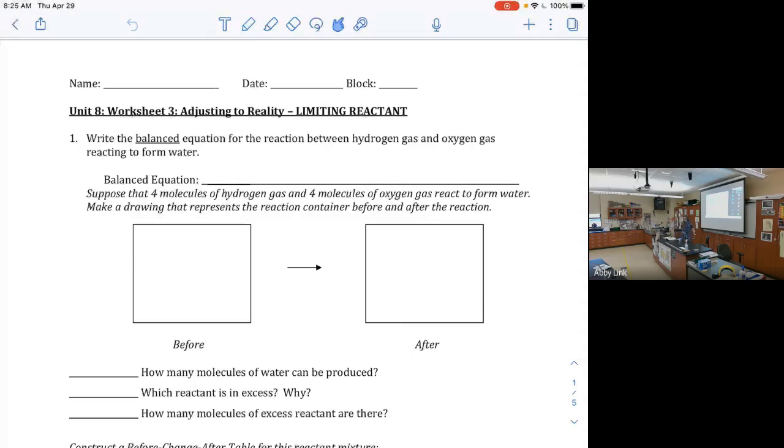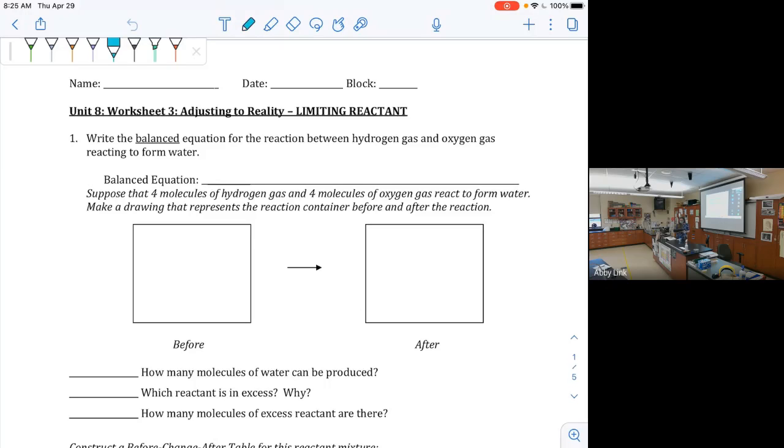All right. So I'm not even going to define for you yet limiting reactant. What we're going to do is kind of work through this problem, and then we're going to figure out together how we figure out what a limiting reactant is. All right. So let's just start off by following the questions here.